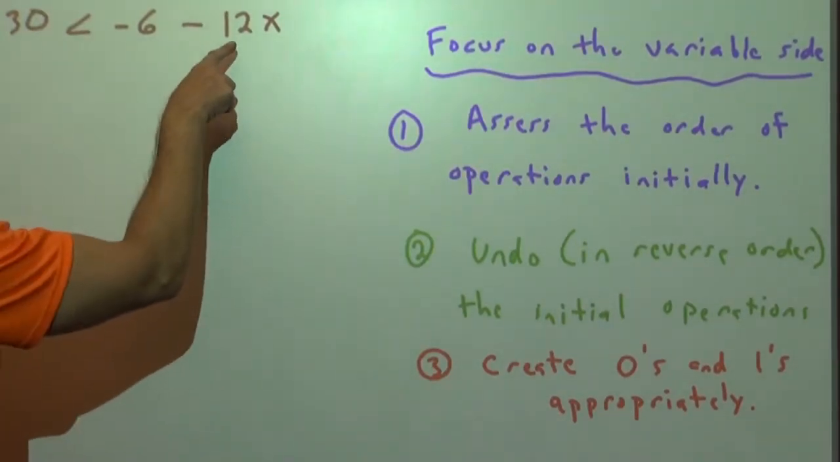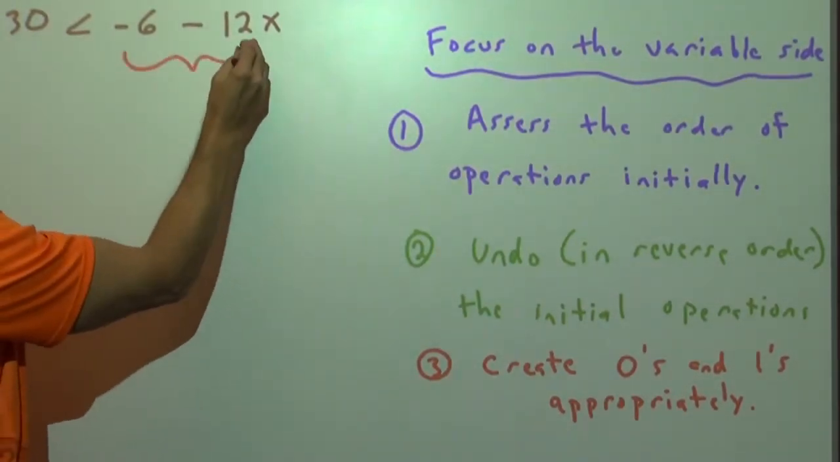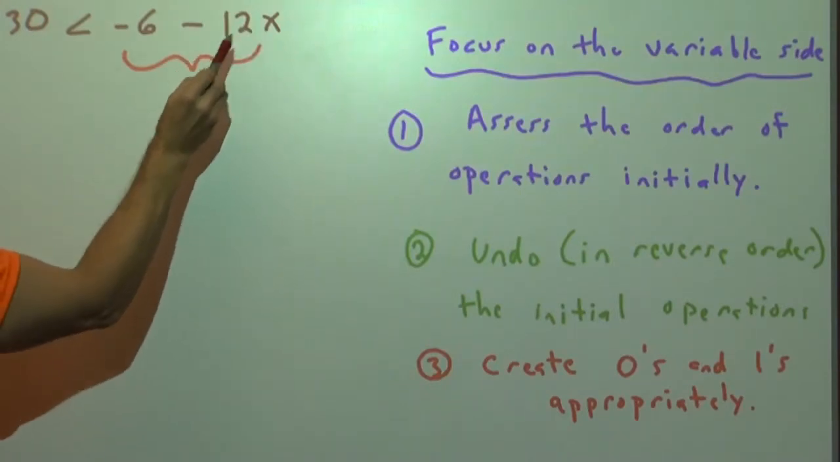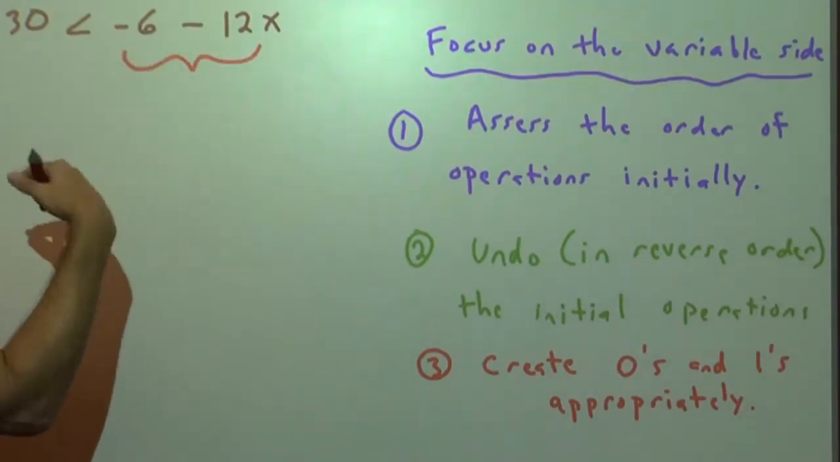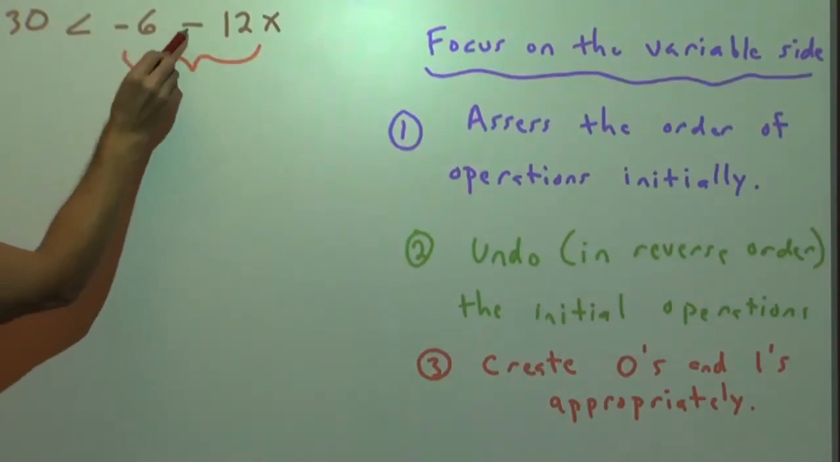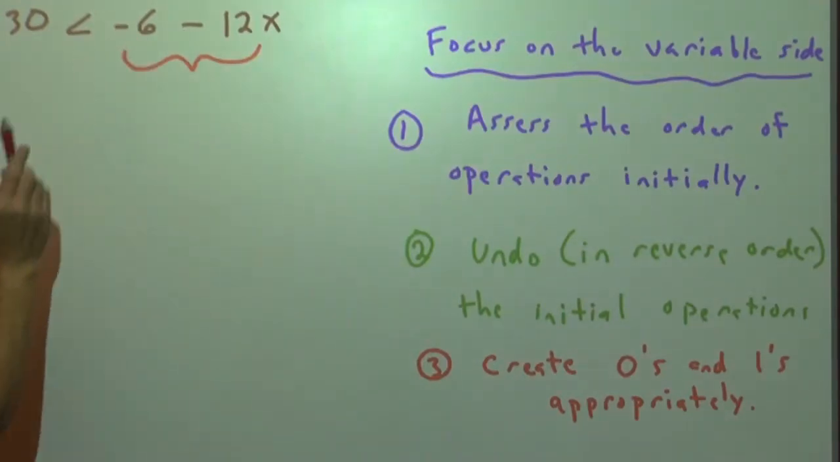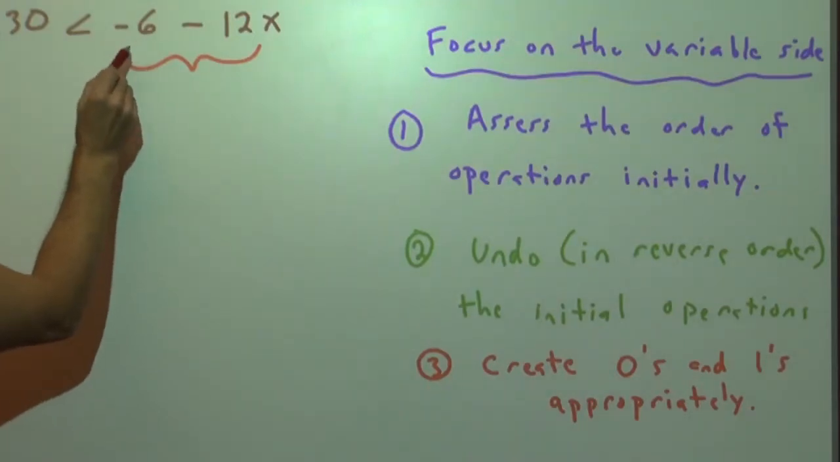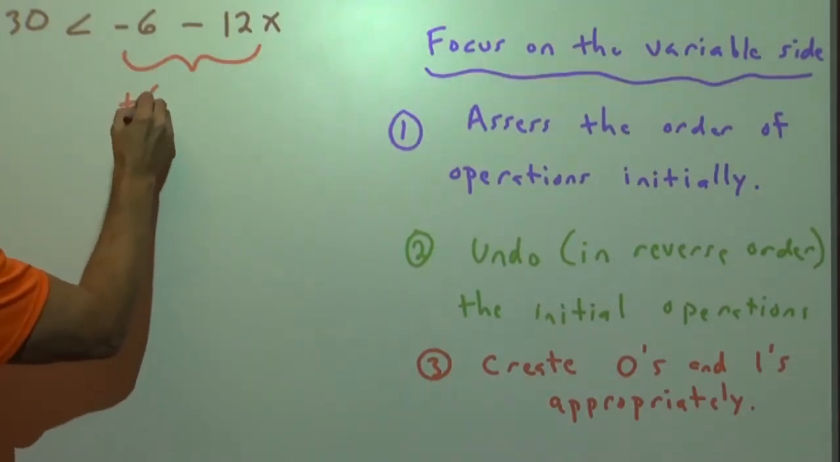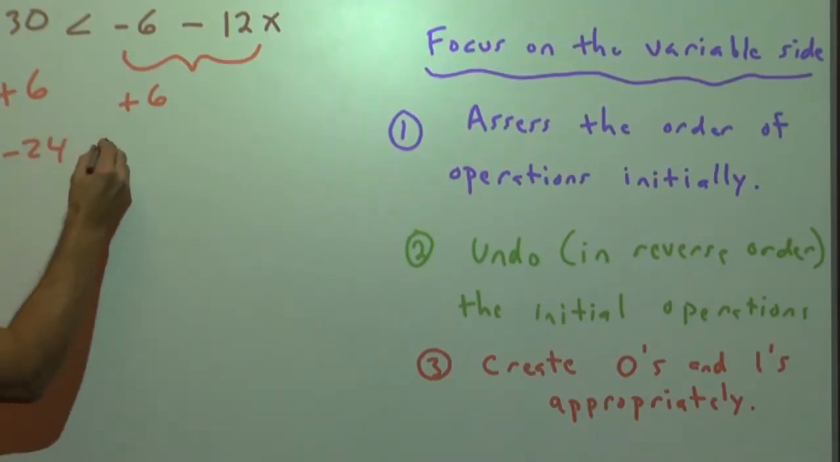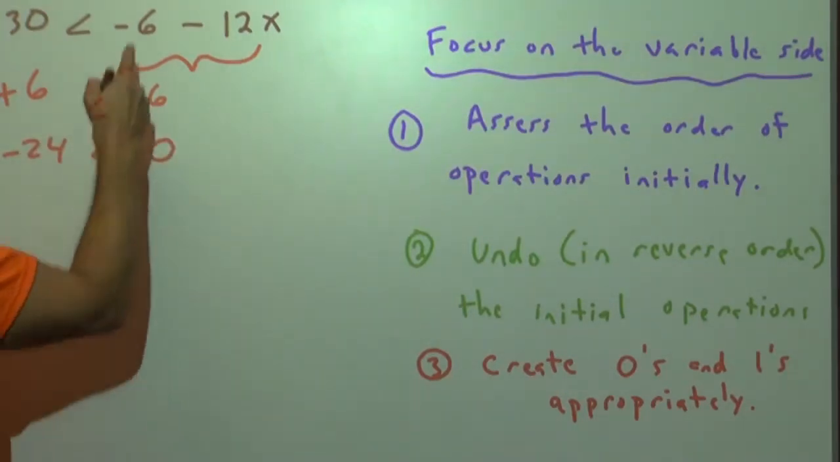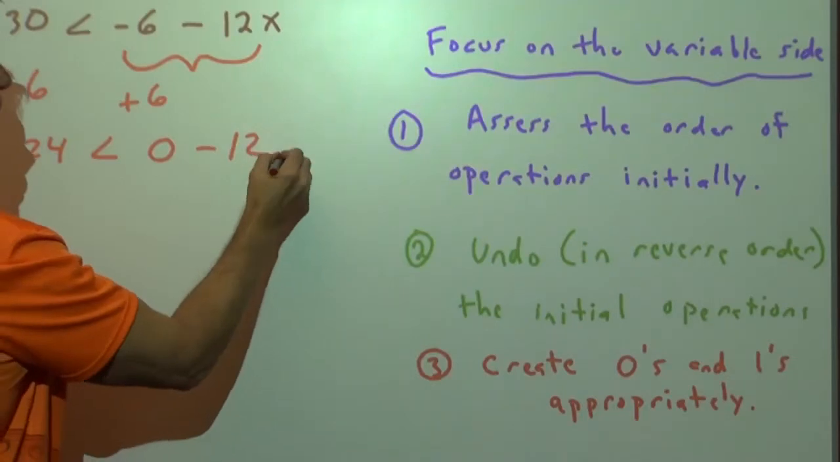If we look over here, on the variable side, what was done first was multiplication times the variable, and then there was subtraction involved after that. So let's take care of the number involved with the subtraction first. We need to create a 0. What do we do to -6 to create a 0? We could add 6 to both sides. We'll be left with -24 is less than 0 minus 12x.